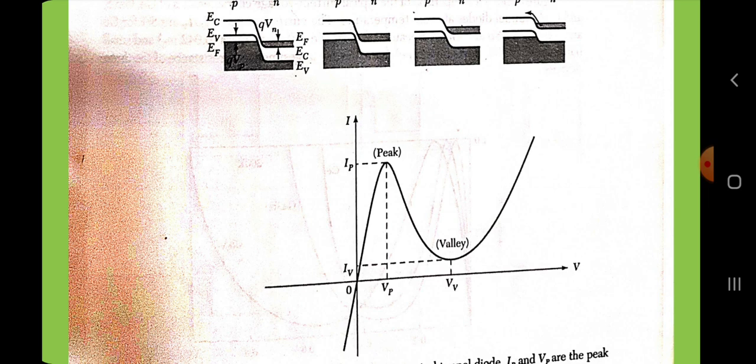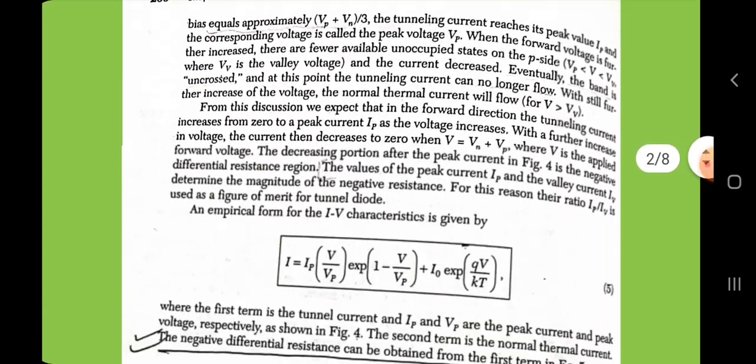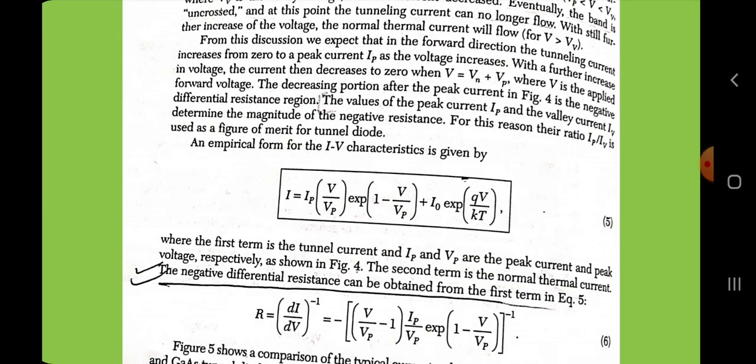An empirical form of the IV characteristics is given by I is equal to Ip (V divided by Vp) exponential of (1 minus V divided by Vp), plus I0 exponential of qV by kT, where the first term is the tunnel current, and Ip and Vp are the peak current and peak voltage respectively, as we have shown in the diagram. The second term is the normal thermal current.